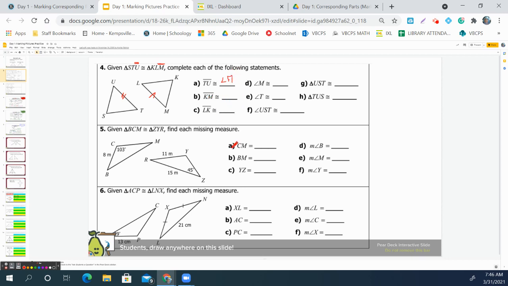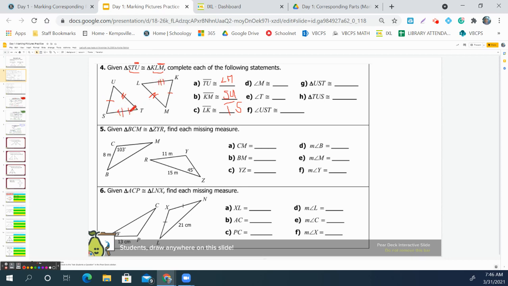What's KM go with? Yeah, KM goes with US or SU because K is first and M is second, so SU. KM and SU, right? Which means LK goes with what? LK goes with TS. TS. So 1, 2, 3, and 1, 2, 3.